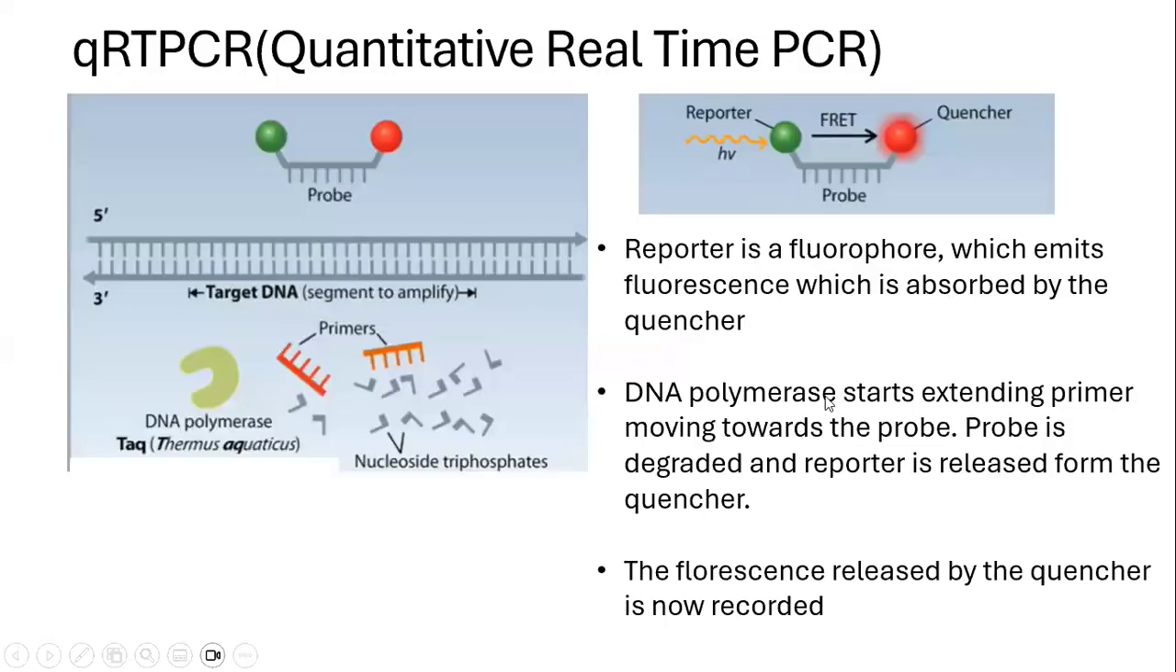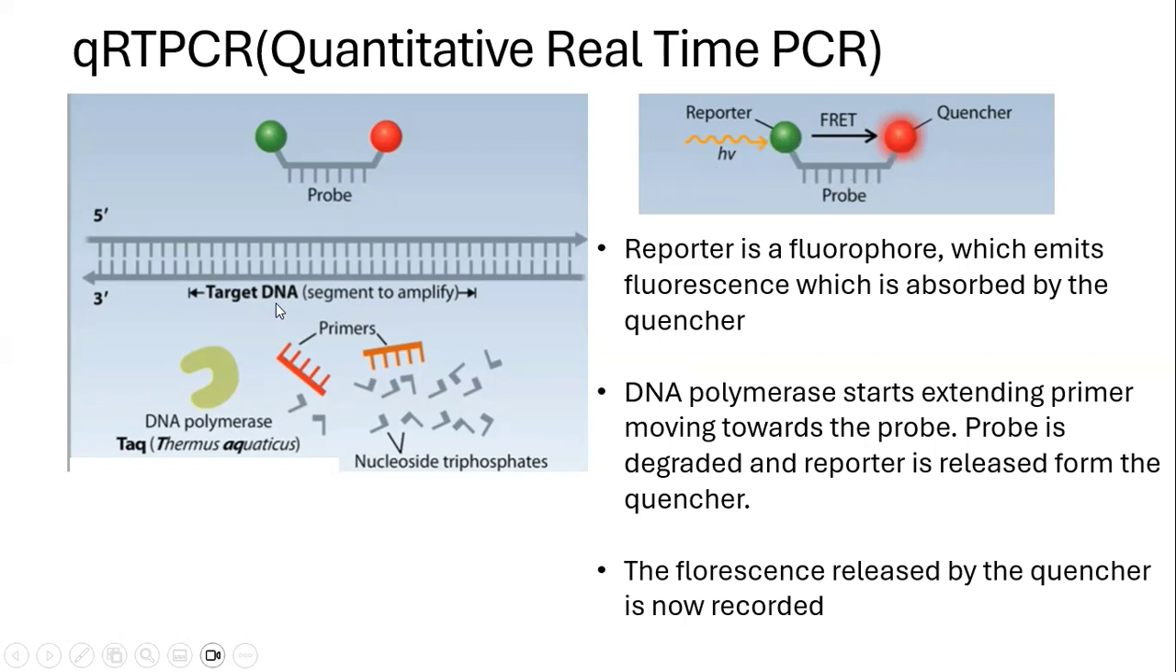So coming to the principle of quantitative real-time PCR. This is basically a PCR-based amplification method in which we make use of a probe molecule. Here we have a probe molecule that is complementary or specific towards a particular target. To the probe is attached a reporter molecule and a quencher molecule. When light radiation falls on the probe, the reporter molecule will emit fluorescence, and the fluorescence is absorbed by the quencher molecule, which is also present on the probe.